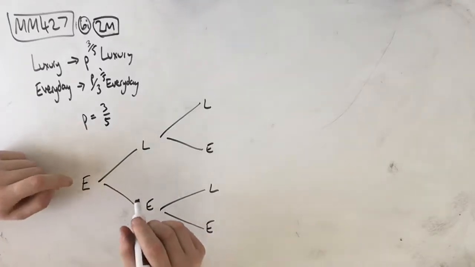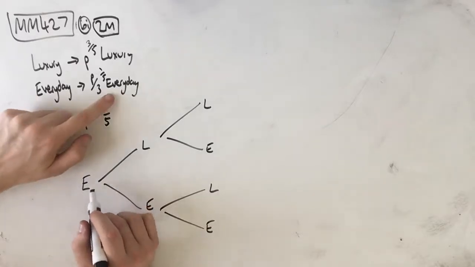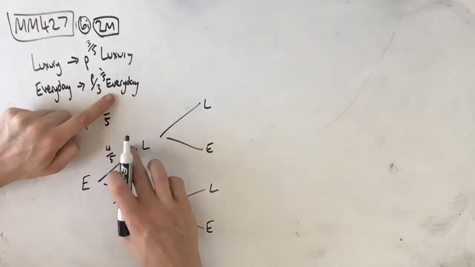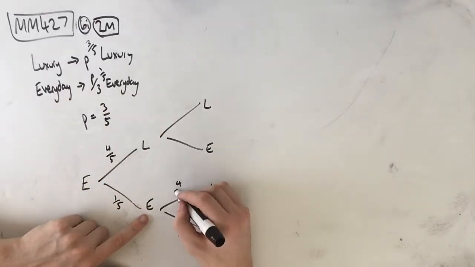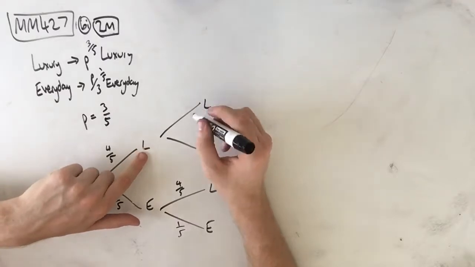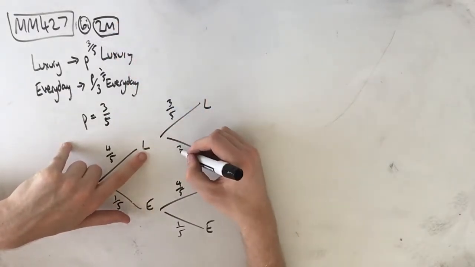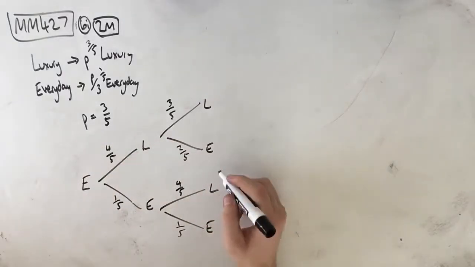Awesome. And what we're saying is that if he sells an everyday car, the probability that he sells another everyday car next is 1 in 5, which means that this has to be 4 in 5 to add to 1. And again here, everyday to everyday is 1 in 5, and this is 4 in 5. If he sells a luxury, the probability that he sells a luxury next is 3 on 5. This is 3 on 5 up here, and this is 2 on 5. Awesome. We're looking for the probability, actually this is the first mark.